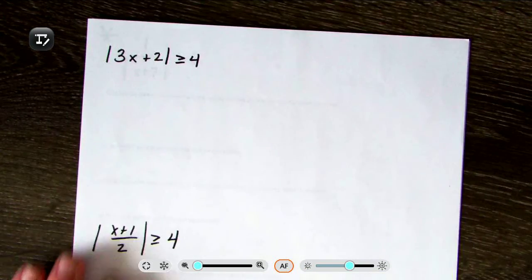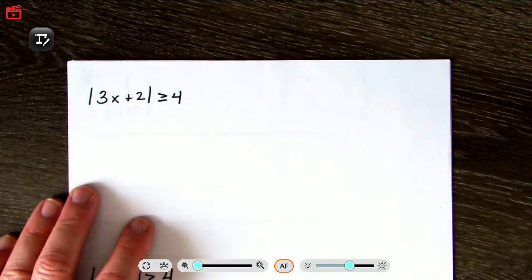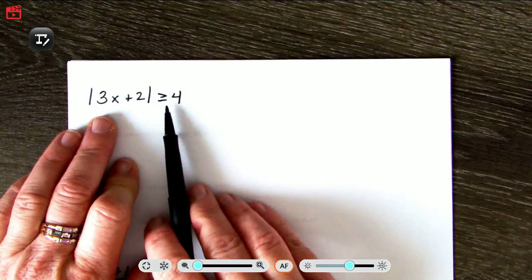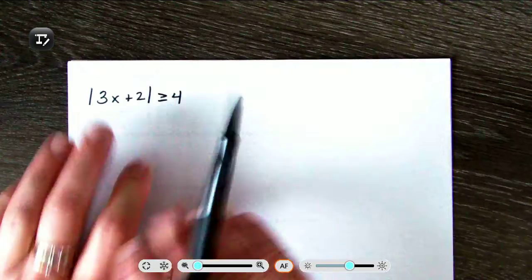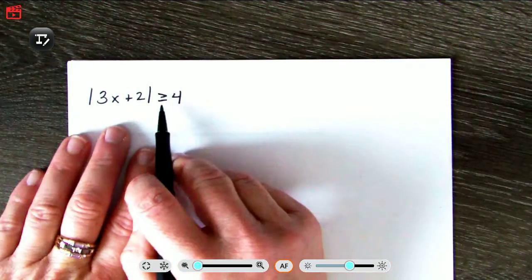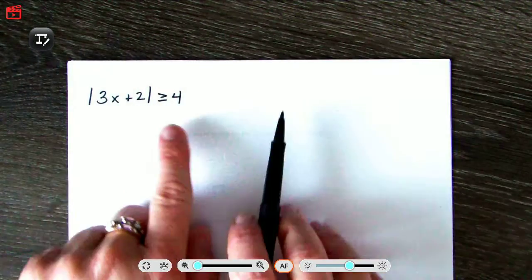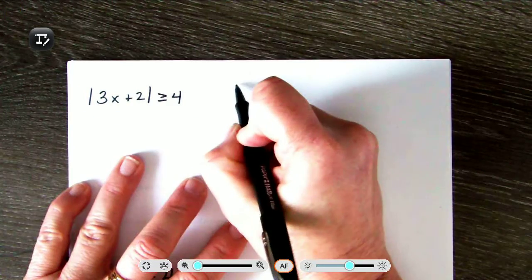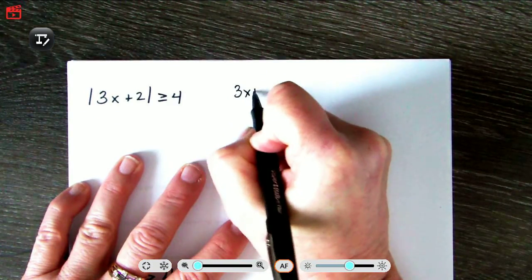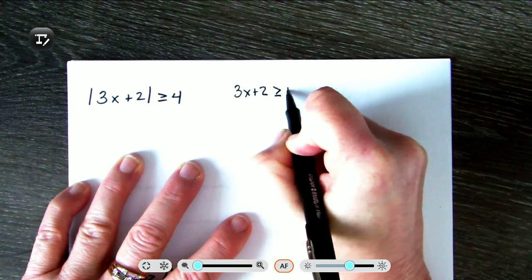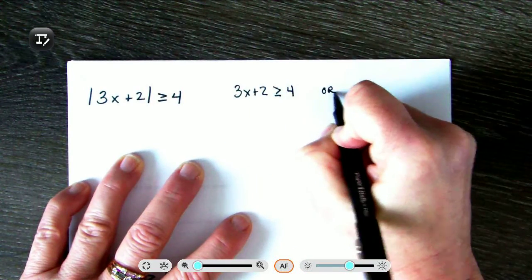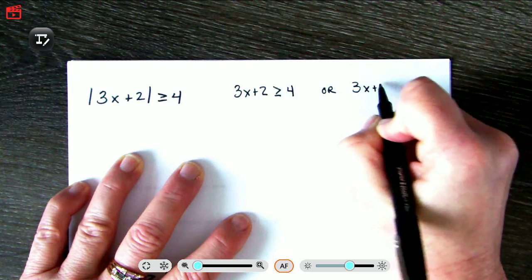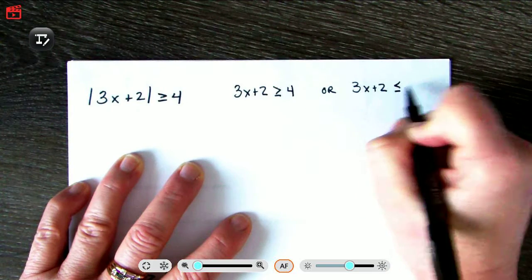All right, let's do another one. The absolute value of 3x plus 2 greater than or equal to 4. This is one where we're on the outside edges, further away than 4 units, which means that 3x plus 2 has got to be greater than or equal to 4, or 3x plus 2 is going to be less than or equal to negative 4.